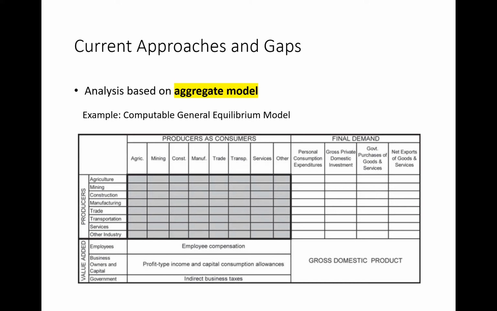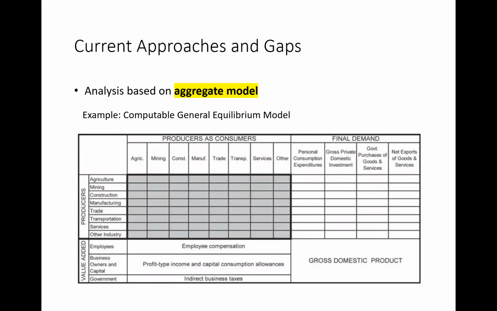In this table, each row and each column represents a sector in our society and economy, such as agriculture, construction, manufacturing. Each row represents how agriculture products are used by different sectors. And each column means how this sector consumes other sectors' products to produce. So this is a network, right?